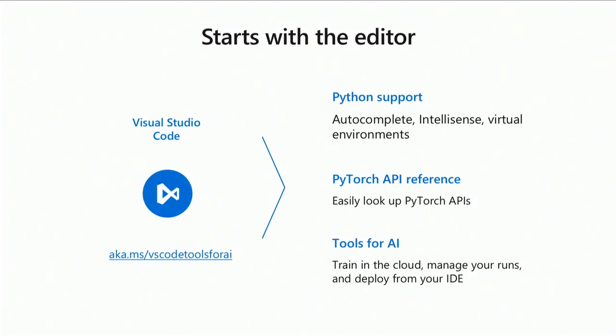So it starts with the editor. If you're building machine learning software, if you're working in PyTorch, you're working in the editor. And VS Code is the #1 editor according to Stack Overflow. It's widely used. It works on Linux, on Mac, on Windows. It's a really rich, great IDE and has really great support. It's been around for a long time, and it's gotten great traction.